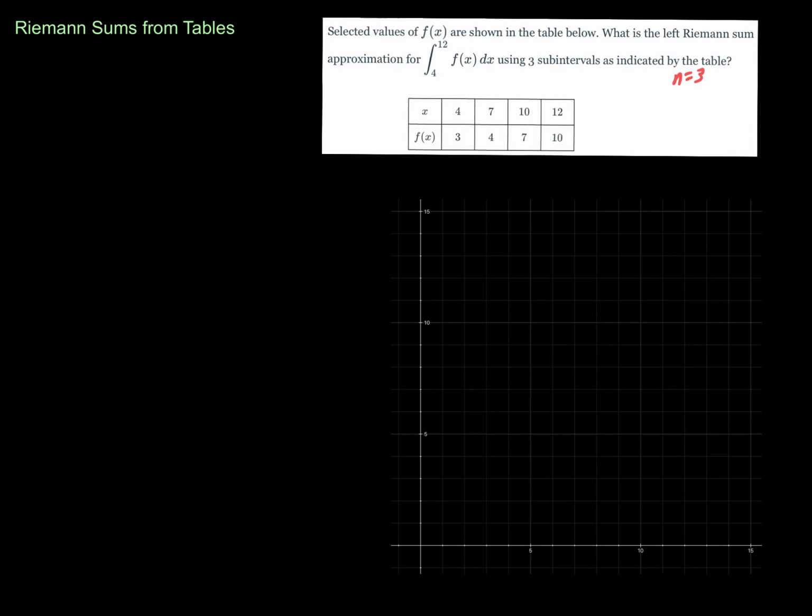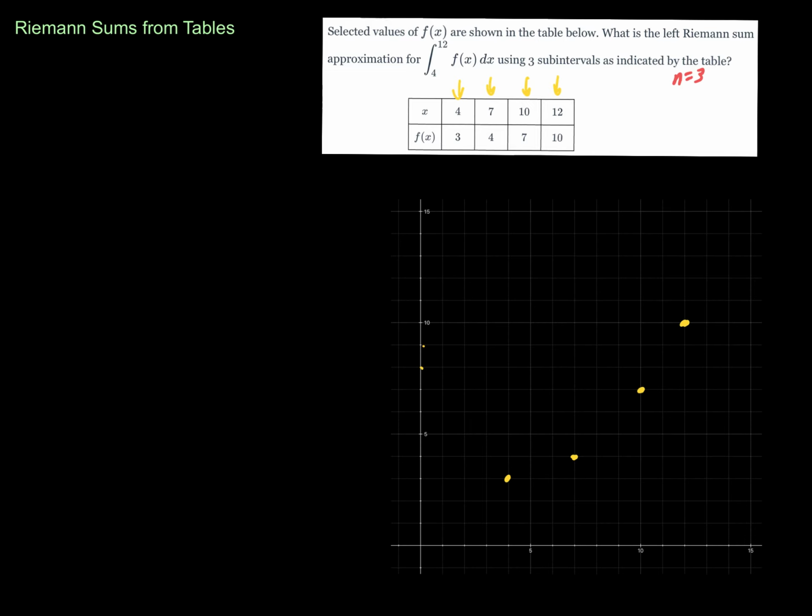When you're given a table of values, I would highly recommend starting by graphing what they give you. So let's do these xy points. We have 4 xy points. Let's graph them. We have 4, 3. And then we have 7, 4. Then we have 10, 7. And then we have 12, 10. 12 is over here, and 10 is over here. Let me just make sure I did that right. So this one is 4, 3, and that's 7, that's 4. And then 10 goes over to 7, and then 12 and 10, so yes, okay.